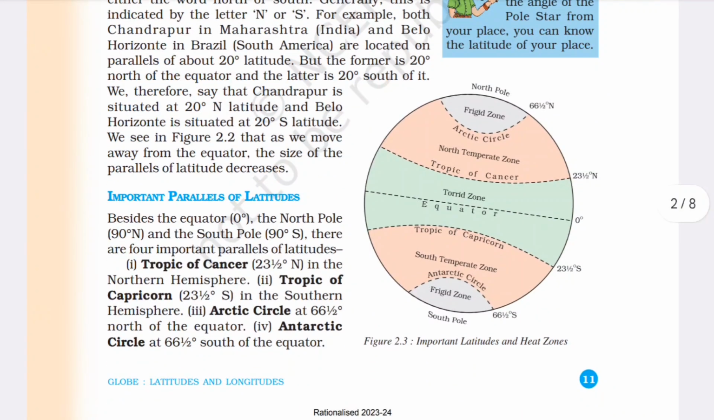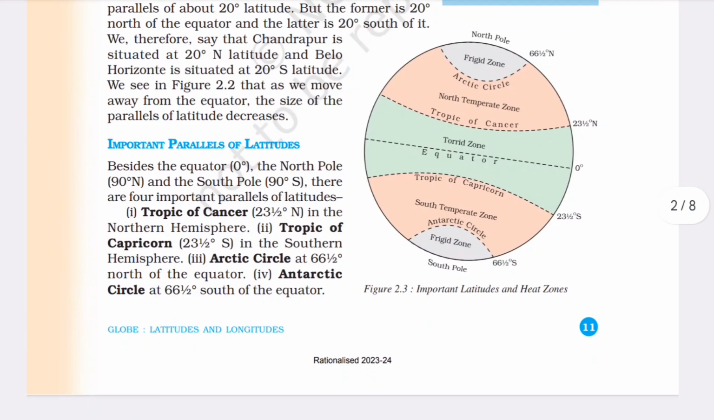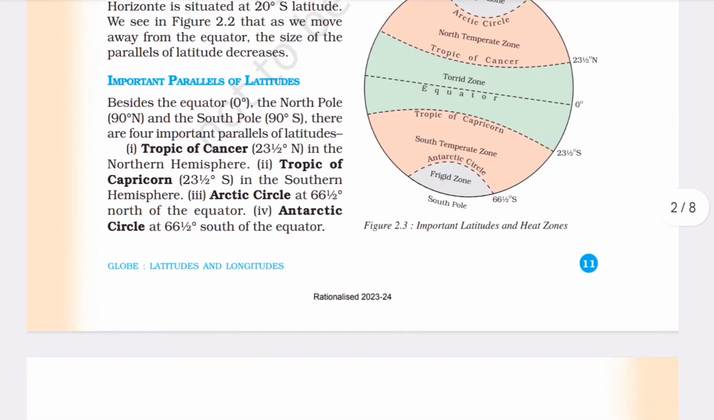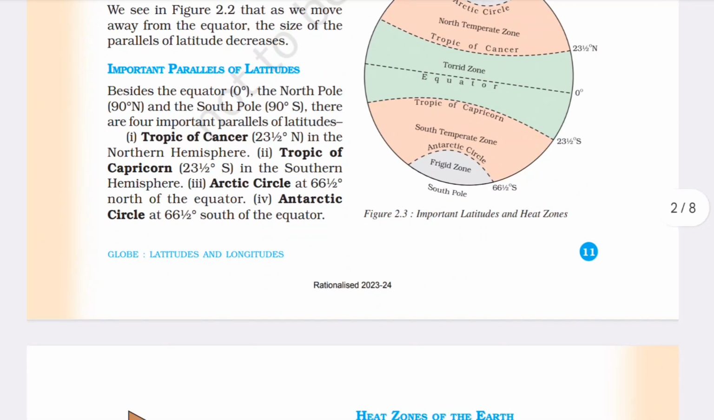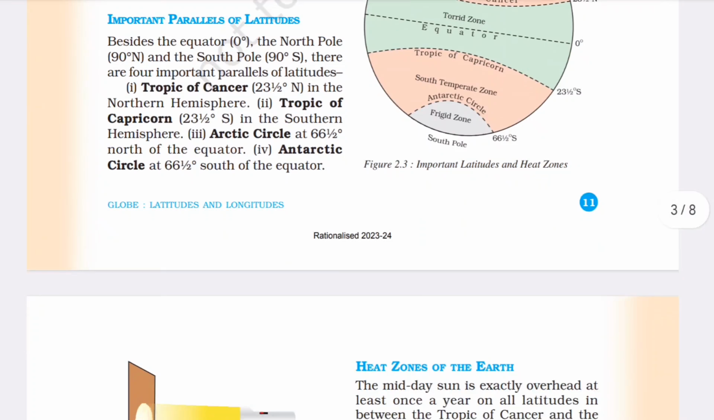Important parallels of latitude. Besides the equator, the North Pole and South Pole, there are four important parallels of latitude. Tropic of Cancer, 23.5 degrees north in the northern hemisphere. Tropic of Capricorn, 23.5 degrees south in the southern hemisphere. Arctic Circle, 66.5 degrees north of the equator. Antarctic Circle, 66.5 degrees south of the equator.